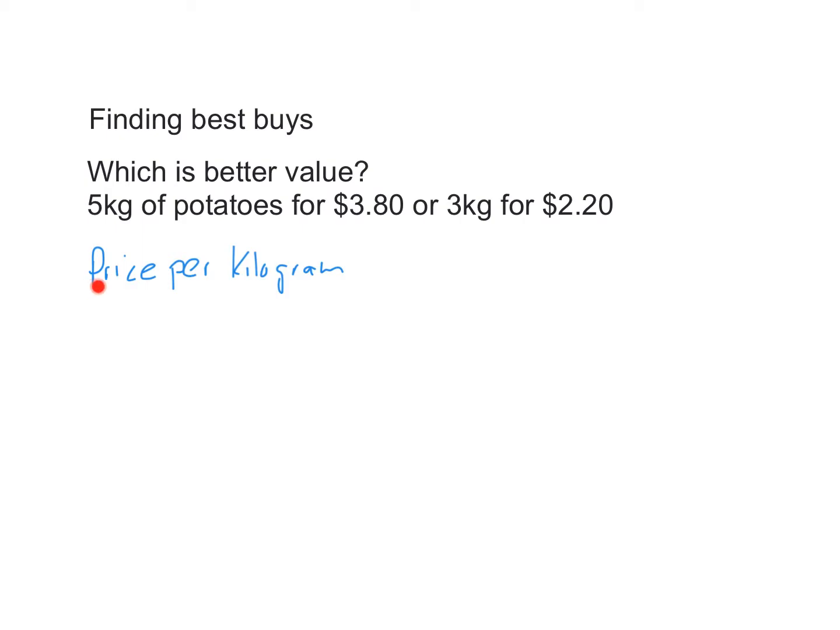So the first way we're going to do it is working out the price per kilogram. So we're going to work out our 5 kilogram bag of potatoes first. So what we want to do is find out what 1 kilogram is going to cost us. So 1 kilogram of the 5 kilogram bag is going to be the same as $3.80 divided by the 5 kilograms. And that, when we work it out, comes out to $0.76. So this is for the 5 kilogram bag.